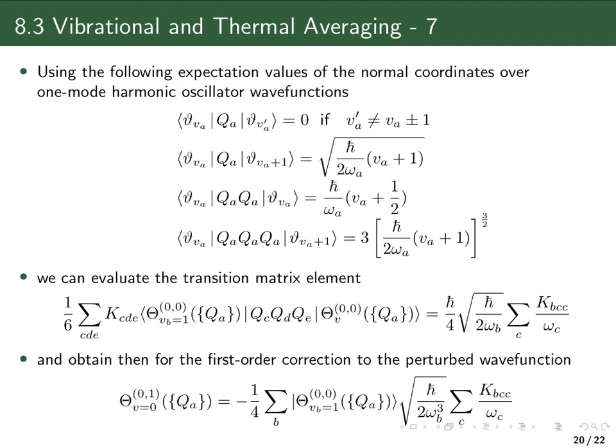Now let's go back to the expression. If we go back to this expression here, we can see that an integral over a single normal mode with harmonic oscillator wave functions is zero if we have the same wave function on both sides. The only case where it's not zero is if the two wave functions differ by one in the quantum numbers.